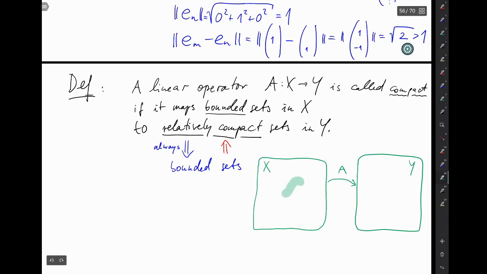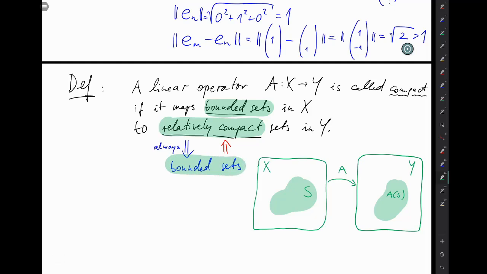So if we start with a bounded set, let me say S in X, then the image of that set under the map A over here is the set that we're discussing here. So this has to be a relatively compact set, and we're discussing when this is equivalent to being a bounded set.